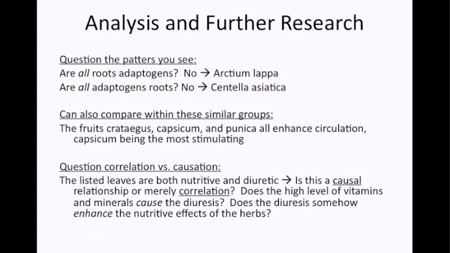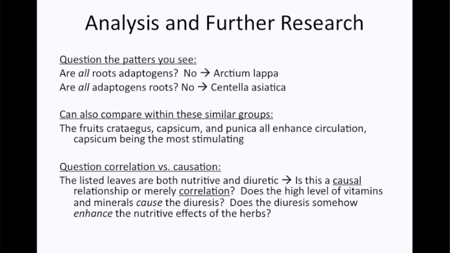So what can we deduce from this? This is where we start to analyze and ask further questions. So here's some examples of certain questions you might ask. So you may question the patterns that you see. First of all, are all roots adaptogens? That's a very valid question because in this example they are. Further research would show that no. You have Arctium lappa, which is burdock, that's a root, but it's not an adaptogen. Next, you can ask, are all adaptogens roots? Also, that comes back no. Centella asiatica is not a root, and it's an adaptogen.